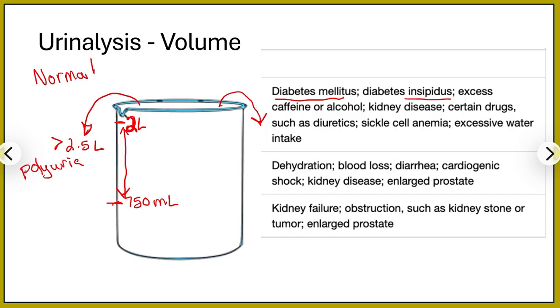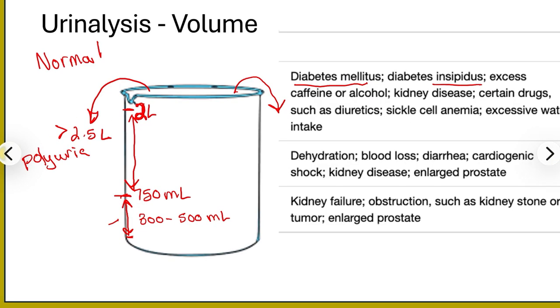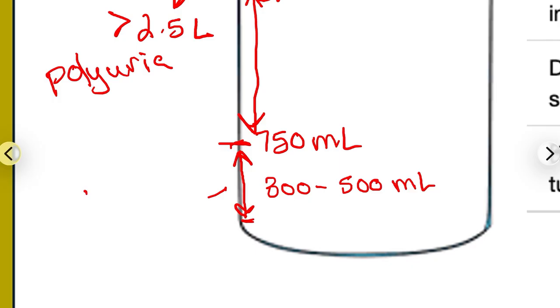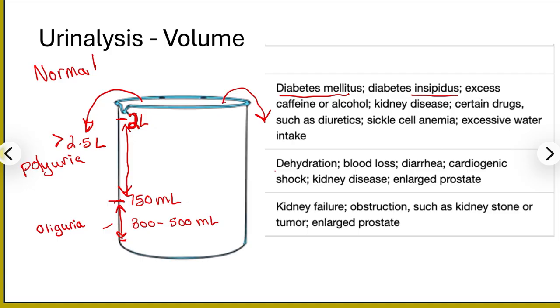Now, if you're producing less than 750, but it's still somewhat significant, so from about 300 to 500 milliliters, because there is some gray area as you approach these different volumes, this is referred to as oliguria, so little urine. This can be a result of dehydration.